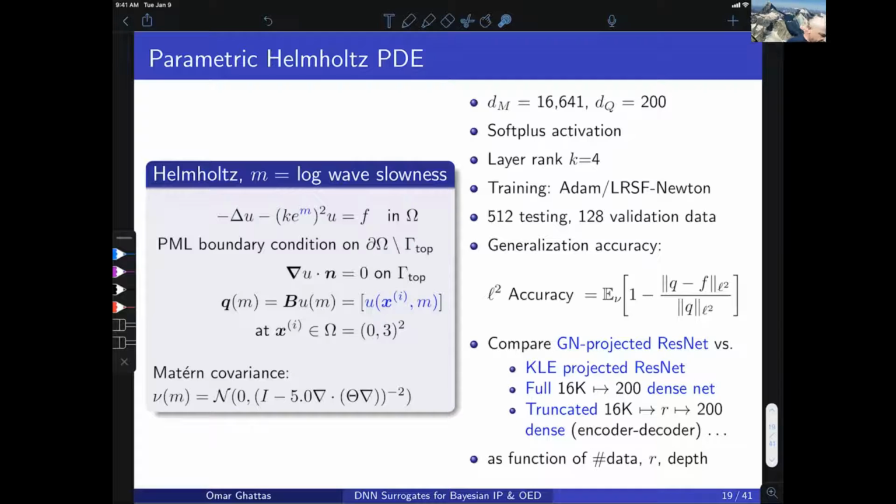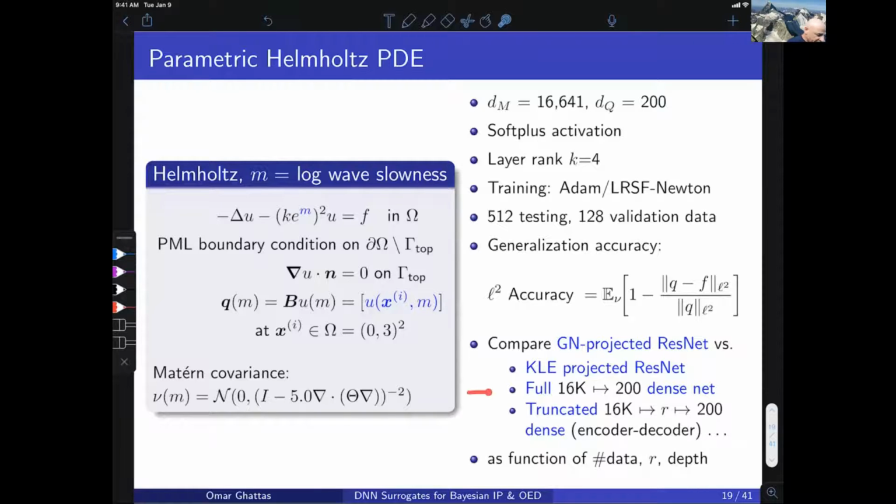And we're going to compare a projected ResNet, where the projection is not done through this Gauss-Newton Hessian. People say, oh, that's too expensive. It's intrusive. We require adjoints of the code. In some cases, adjoints are not even well defined. So why not just reduce by the prior? Use the prior as a reduction. So we call that the KLE, Karhunen-Loève network, KLE expansion network.